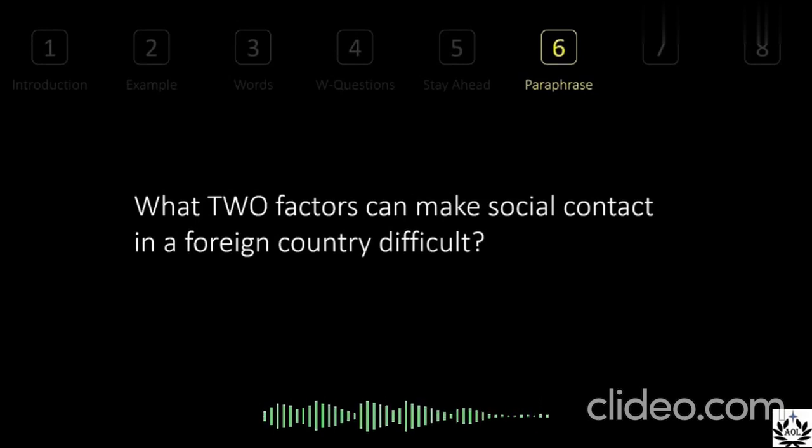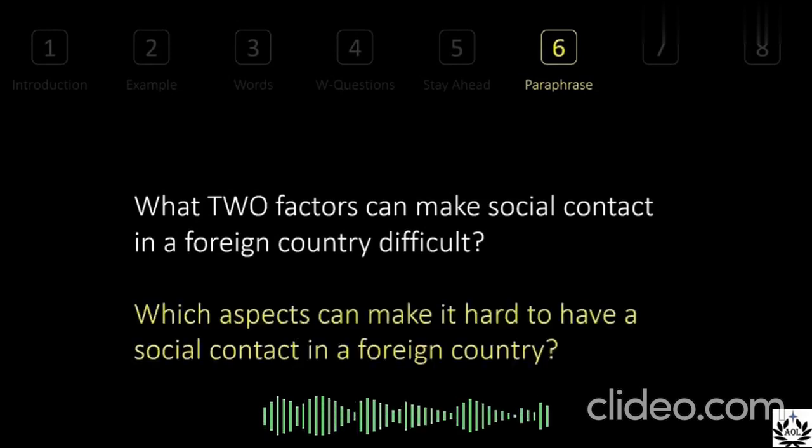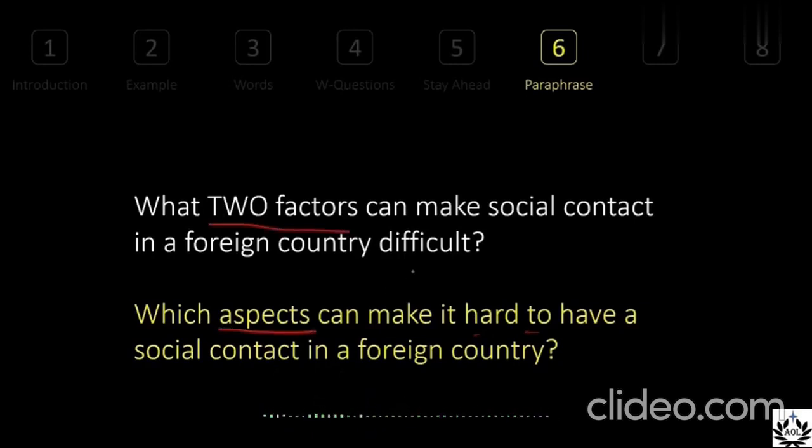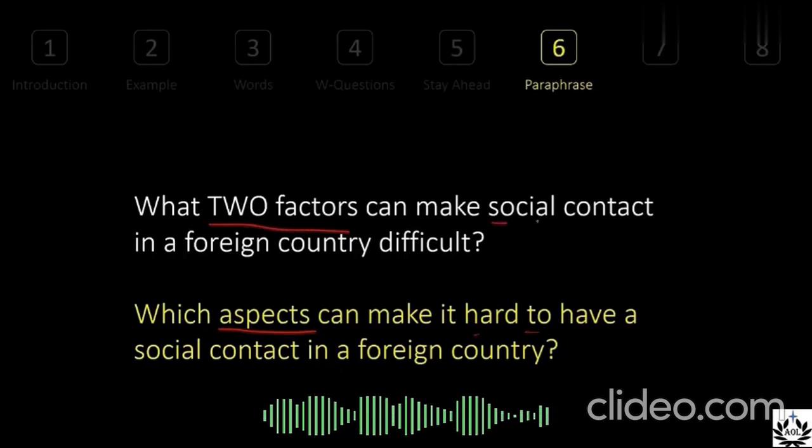What are the things they could change? How could they put this question or provide this information in the audio? They might say something like this: Which aspects can make it hard to have a social contact in a foreign country? Now see, we changed two factors to social aspects.